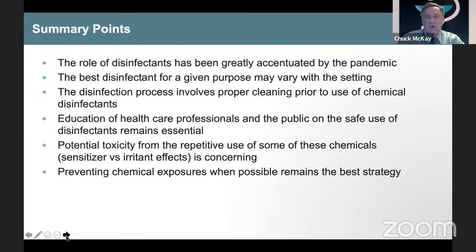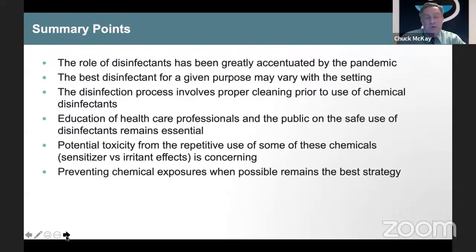And if you are in a setting where the combination of everything, frequency of use, number or lack of adequate ventilation, are prominent, then you probably want to go to a compound where those are not as much of a concern.